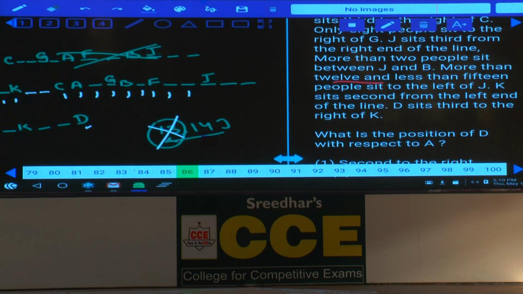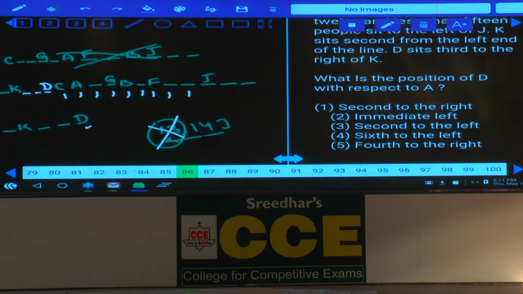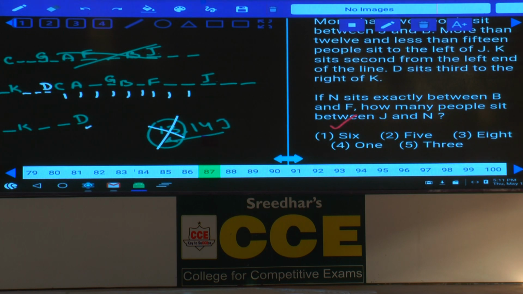As 14 persons are there, in between these two, K and C, how many people must be there? We need to have 3. 1, 2, 3. Done? Out of which D sits to the right of K. Clear enough? Then what is the position of D with respect to A? Second left. Choice 3.